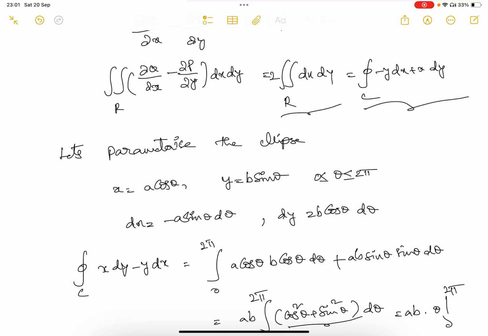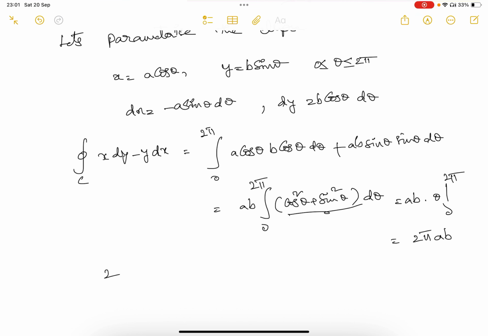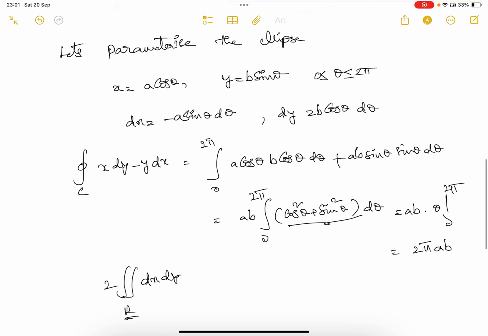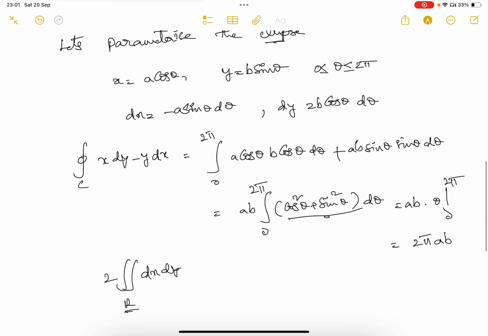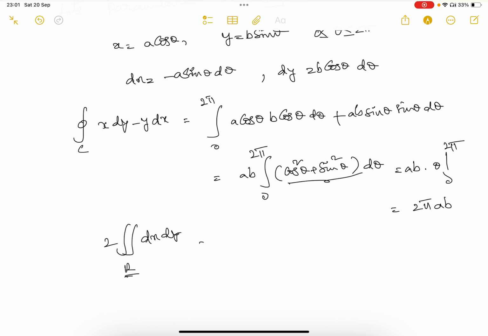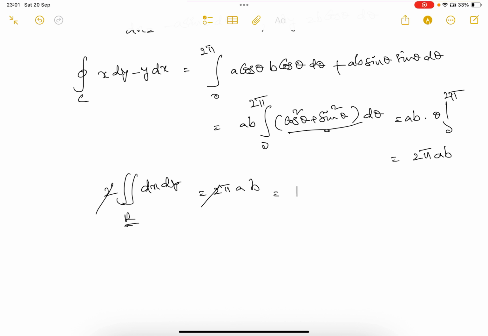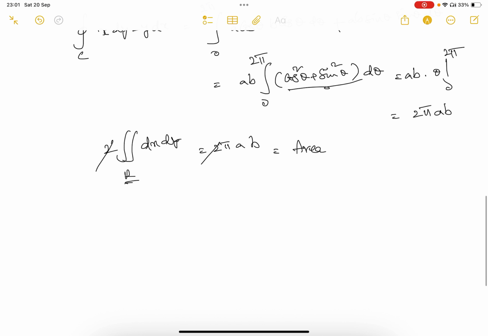Now let's bring this here. Let's substitute this formula here. 2 into dx dy here, right? This region is an ellipse because we have parameterized x and y as an ellipse. So this is equal to 2 pi ab. Fine. This 2 will get cancelled, right? Then this is area, right? So finally, the area of the ellipse is pi ab. Fine.